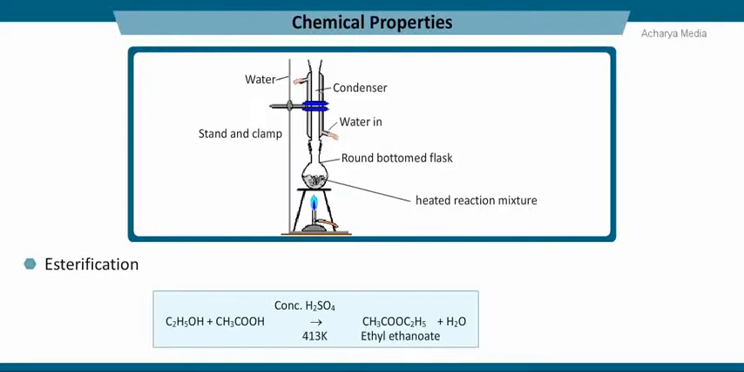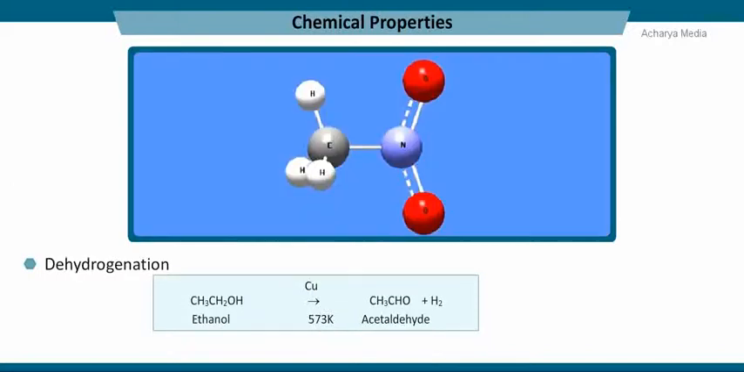Esterification. Ethanol reacts with ethanoic acid in the presence of concentrated H2SO4 catalyst to form ethyl ethanoate and water. The compound formed by the reaction of an alcohol with carboxylic acid is known as an ester, a fruity smelling compound, and the reaction is called esterification. When the vapor of ethanol is passed over reduced copper catalyst at 573 K, it is dehydrogenated to acetaldehyde.